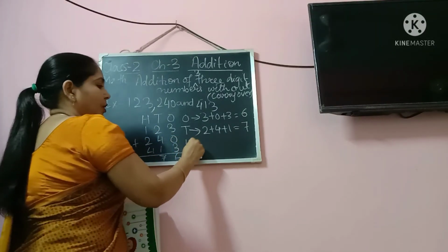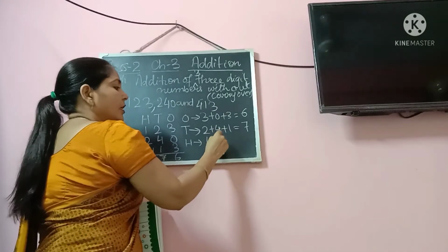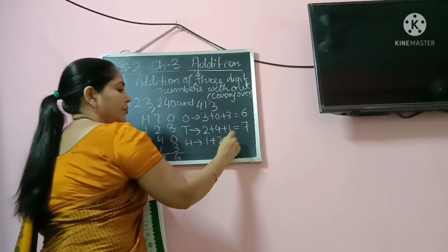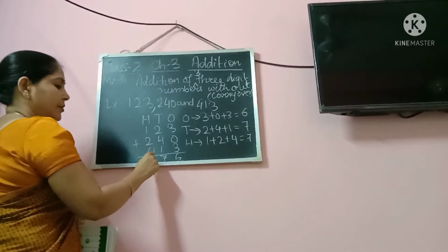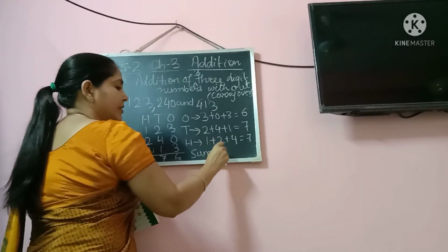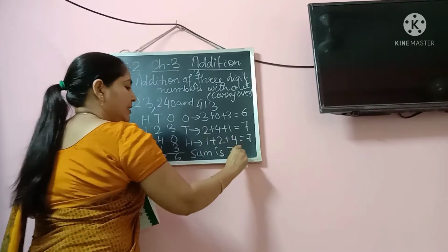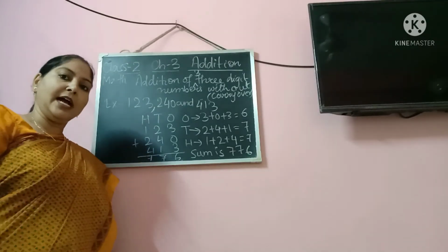Now in hundreds place, what are the digits? 1 plus 2 plus 4. 2 plus 4 is 6, plus 1 is 7. Again here also 7. Okay. So the sum is 776. That is the answer.